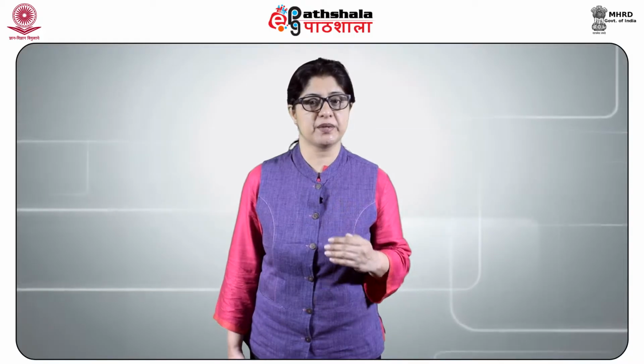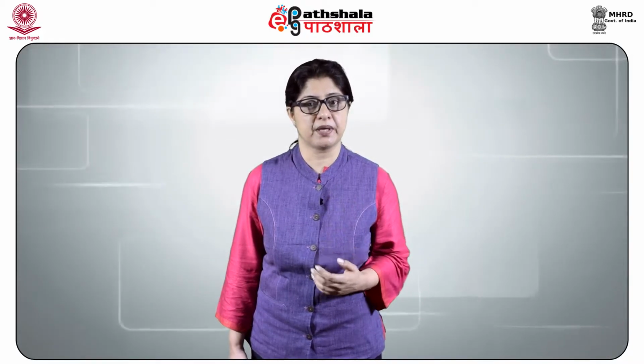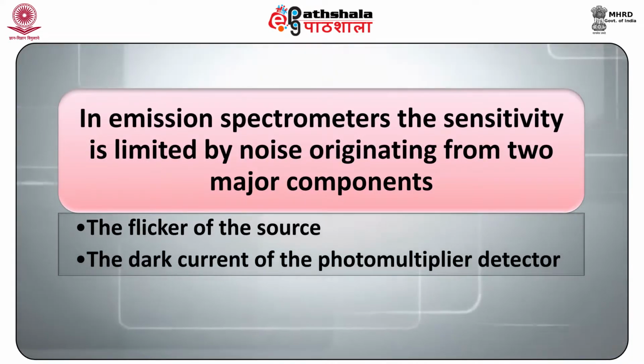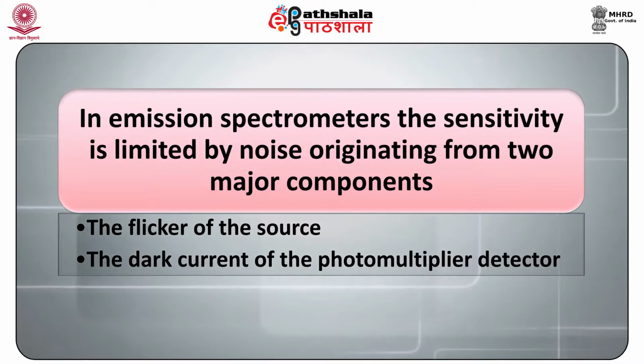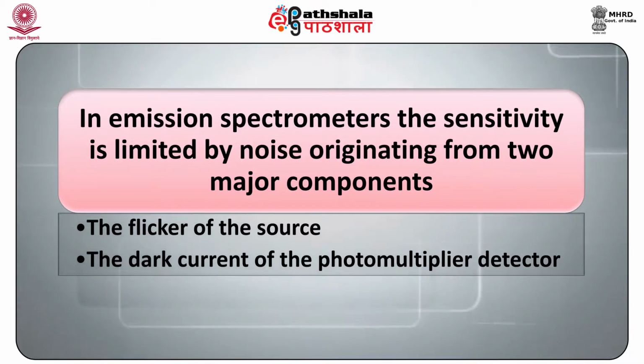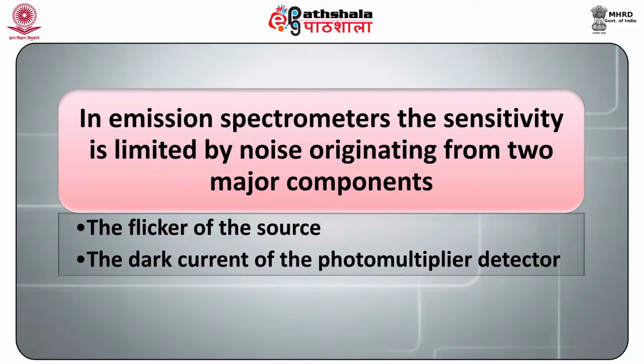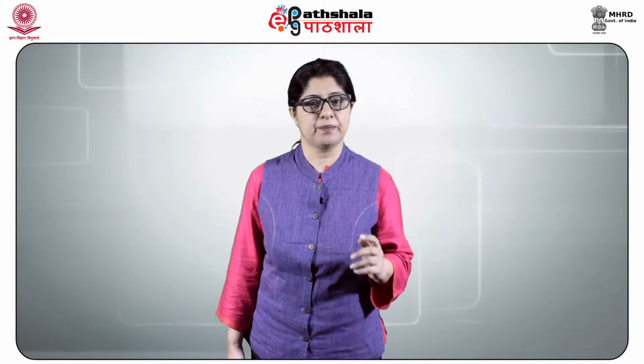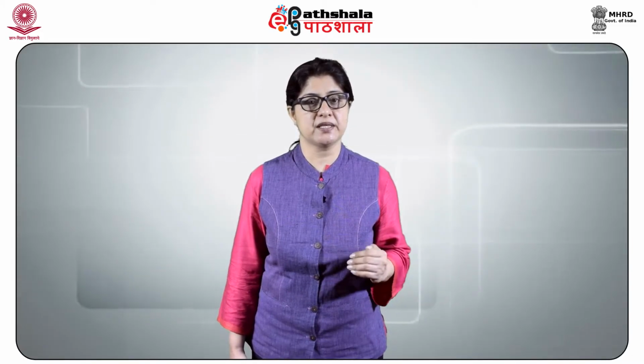Atoms are released from the sample surface by cathode sputtering. Atomic emission spectrometers. In emission spectrometers, the sensitivity is limited by noise originating from the two major components, the flicker of the source and the dark current of the photomultiplier detector. Since the dark current noise remains constant, it is important to decrease the source noise of the spectral background by decreasing the signal band pass until either the detector noise predominates or the spectral line width is reached.